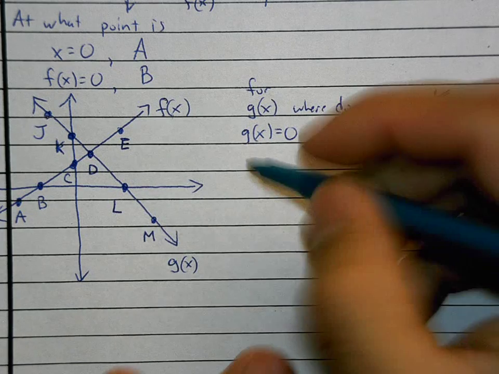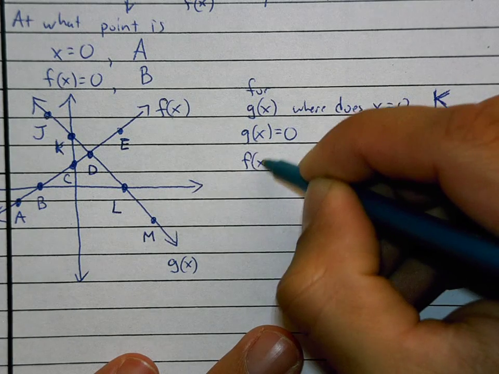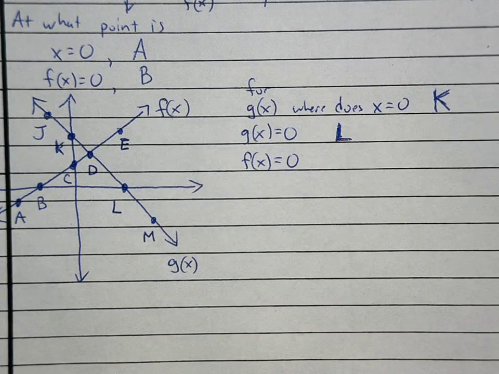Let's go and switch it up. F of x equals 0. Don't say it yet. And now where does f of x equal 0? C.